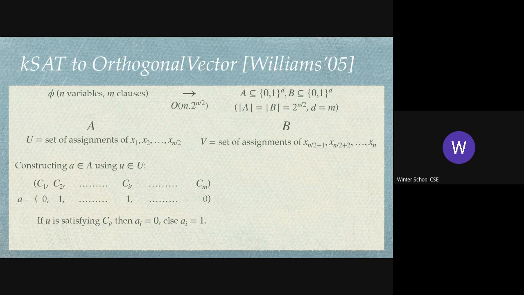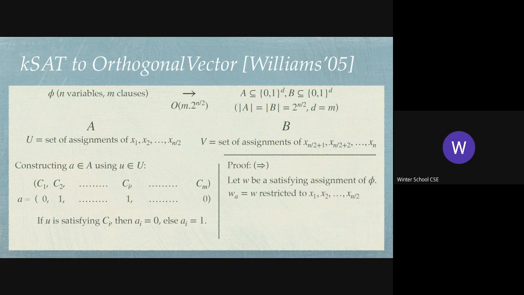Okay, I think the proof should be clear now, but still let's do it. So the forward direction. We are assuming that phi is satisfiable, so there must be a satisfying assignment for phi. Let's say it is W. Then from W, let's define WA to be the first half of W, and WB is the second half of W. If we have these assignments, there must be vectors corresponding to them in A and B, the vectors corresponding to WA and WB.